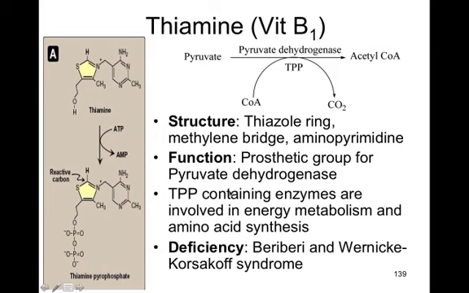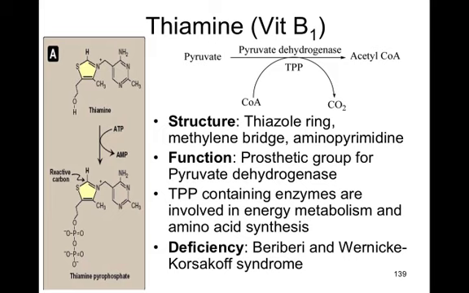The function of thiamine pyrophosphate is, so this enzyme, pyruvate dehydrogenase, uses thiamine pyrophosphate or TPP as its prosthetic group. Now, from the lecture on enzymes, you would know that a prosthetic group is a coenzyme that is permanently, covalently bound to that particular enzyme. So pyruvate dehydrogenase is always going to have thiamine pyrophosphate as its prosthetic group. Some of the reactions that TPP-containing enzymes are involved in are energy metabolism and amino acid synthesis.